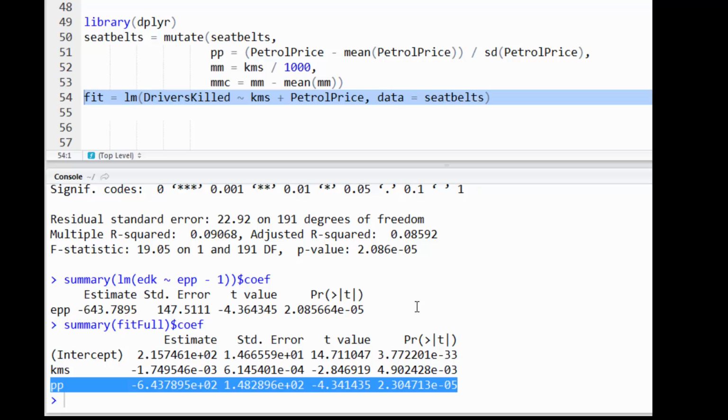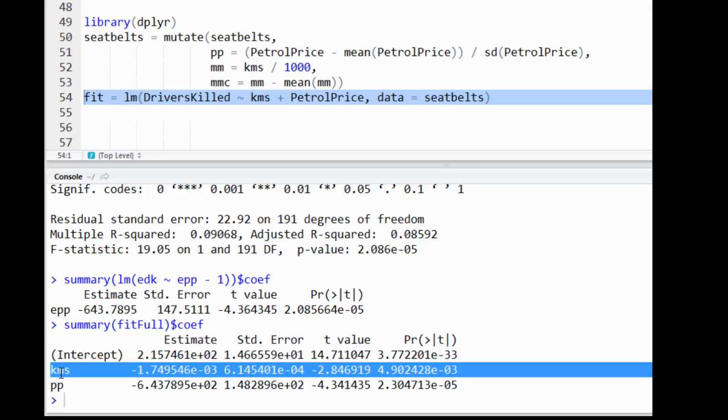Conversely, it's also true that the coefficient for kilometers, this one, we could get exactly by taking the residuals, having regressed out petrol price from both the kilometers variable and the drivers killed, the outcome variable.